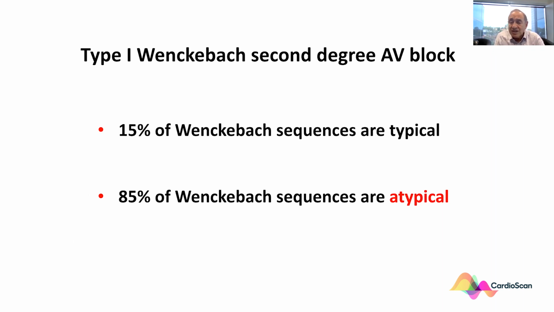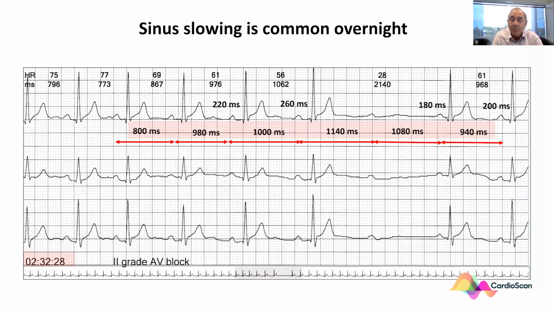So now let us return to that ECG which we saw earlier with the pause, and we see sinus slowing, which is very common overnight. We have a Wenckebach AV sequence there where the PR interval is gradually increasing. There is a drop P wave, and then the PR interval again is shortest. You can see that the P to P intervals are shortening as this goes on. And this is what happens overnight, where you get sinus bradycardia as well as Wenckebach sequences.